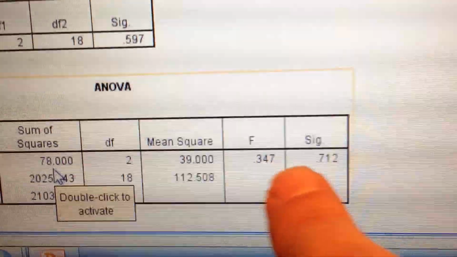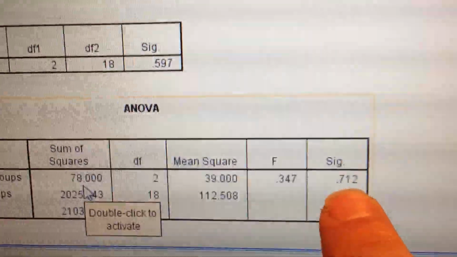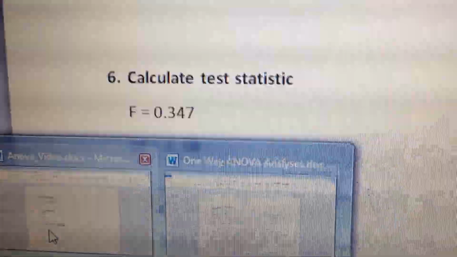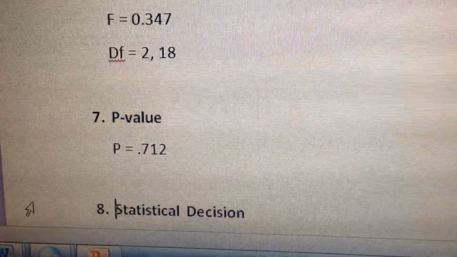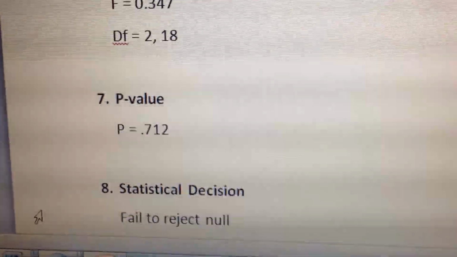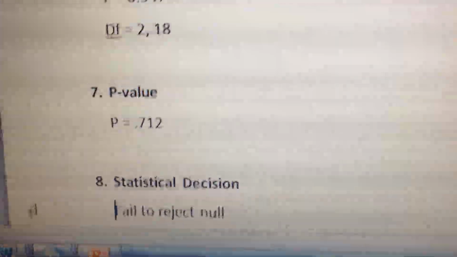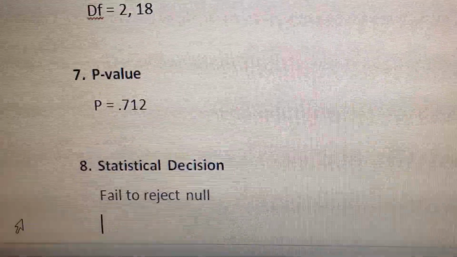So our next step is the p-value. And where is the p-value? Well, if you remember, it's right next to our F value. So our p-value is 0.712. So I will write that in step 7. And then step 8 is the statistical decision. And we know that a p greater than 0.05 means that we fail to reject the null.